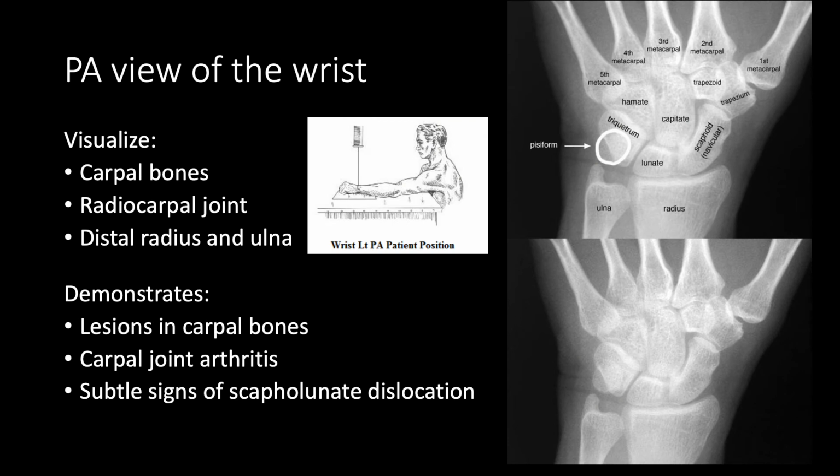If we look at a PA view of just the wrist, this one you're really looking for carpal bones. You can see various parts of the distal radius and ulna, more proximal parts of the metacarpal bones. But we're primarily focusing, like I say, on these carpal bones, looking for fractures and any type of arthritis or lesion that may be going on with the carpal bones here.